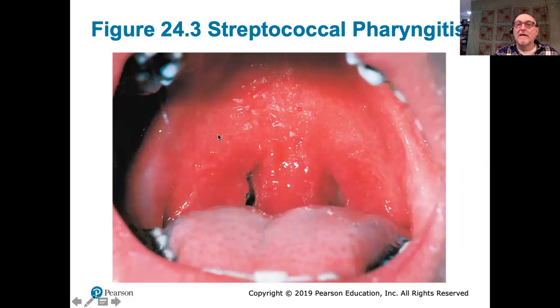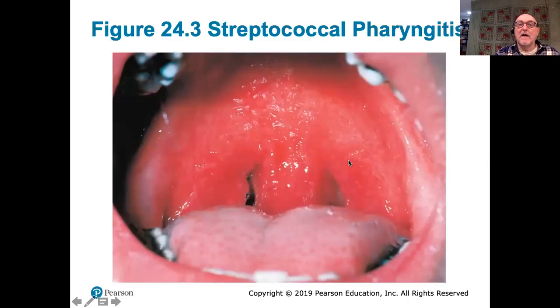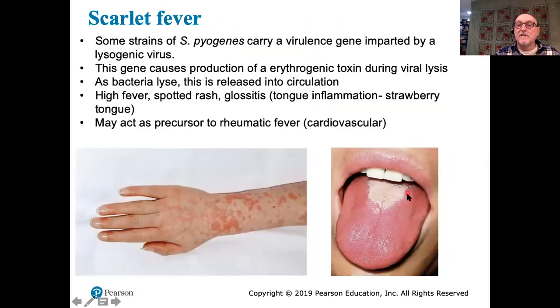This is typical here. This is a pharyngitis, but this is beginning to look like this may also be heading towards a scarlet fever. So here's the scarlet fever, and this is the kind of rash it produces on the skin, and it also can produce a scarlet tongue. In addition to this scarlet throat, it can produce the scarlet tongue, an inflammation of the tongue called glossitis.